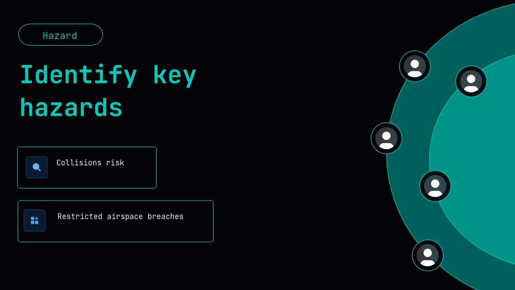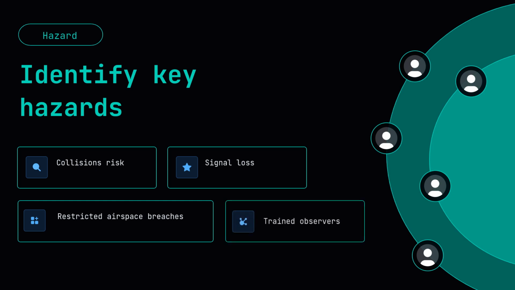Identify key hazards such as collisions, signal loss, and restricted airspace violations. Implement risk control measures like setting flight boundaries, maintaining visual line of sight, and using trained observers. Always follow local aviation rules to mitigate risks.